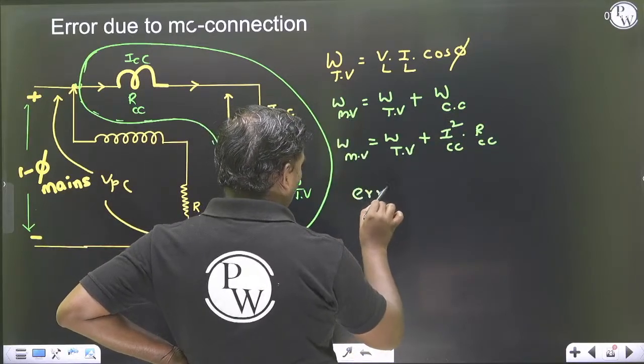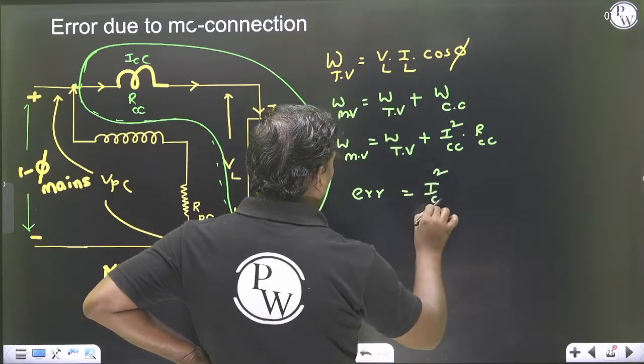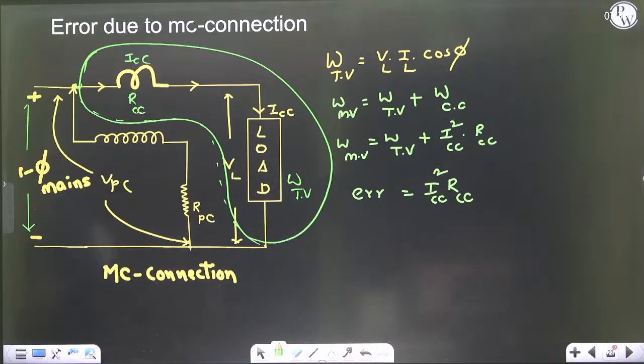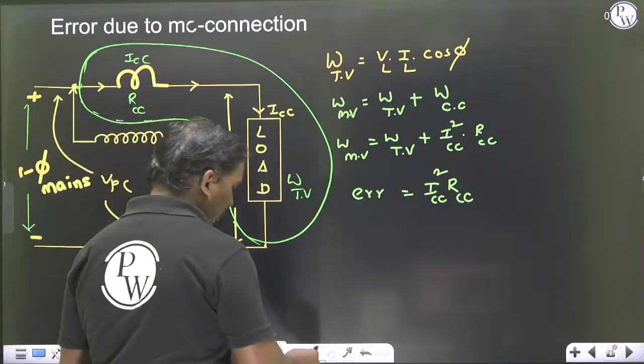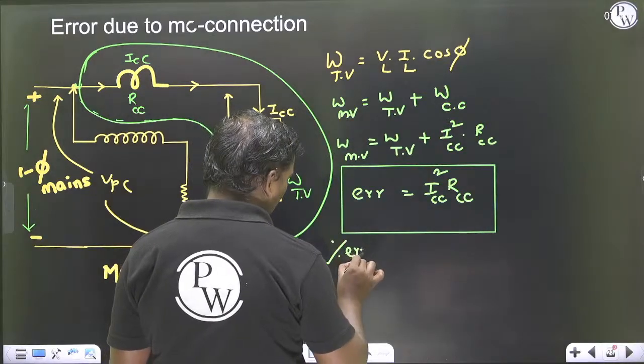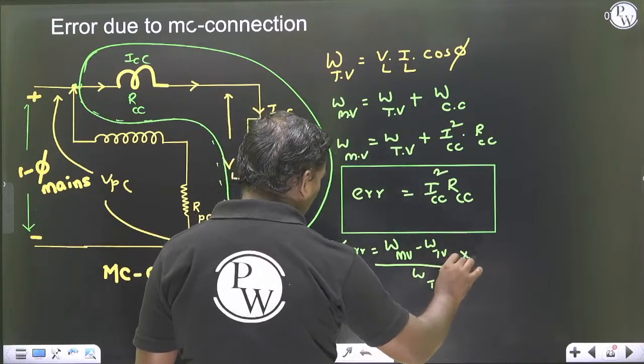So what is the error? Error in MC connection is I square RCC. So please make a note of this point. So that is the error. Percentage error means measurement value by true value into 100.